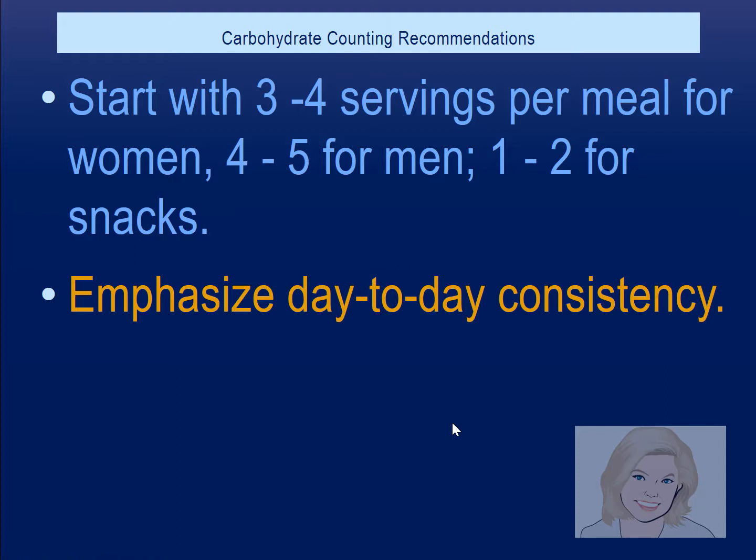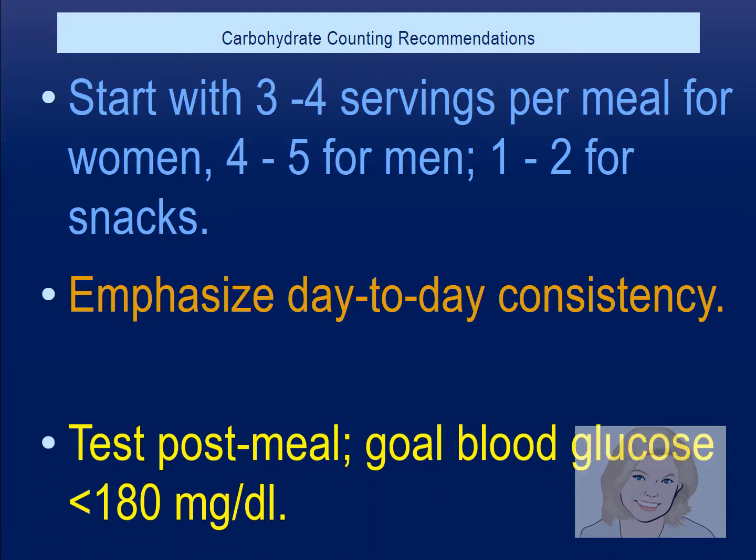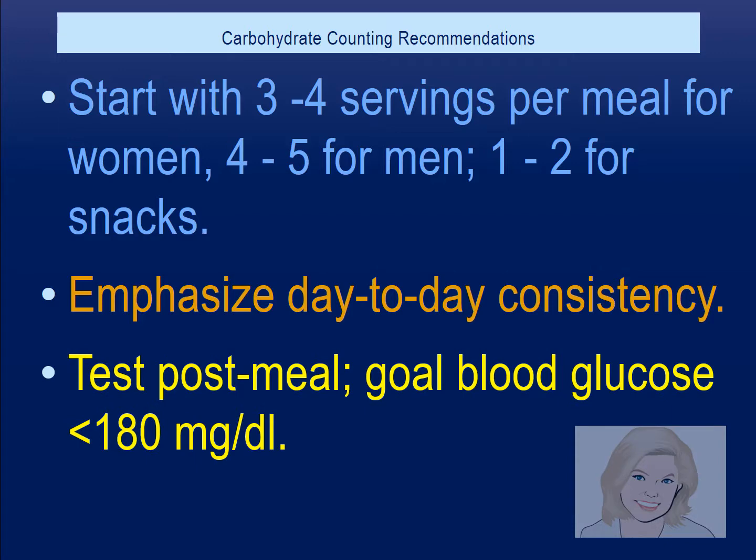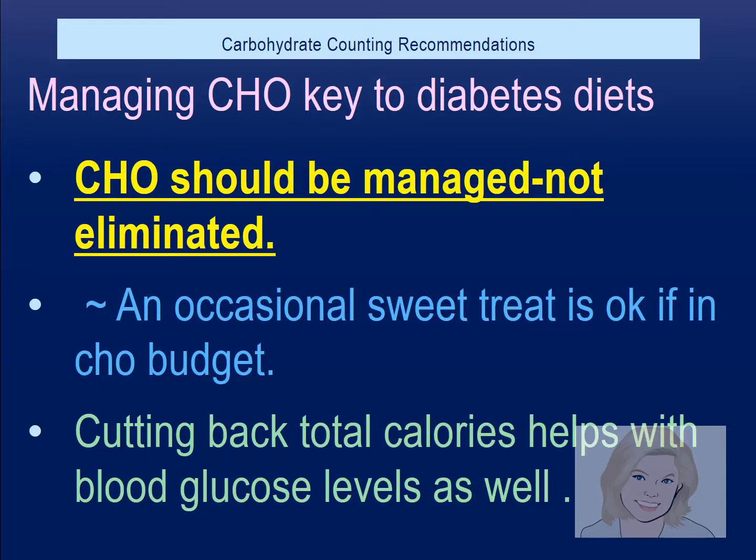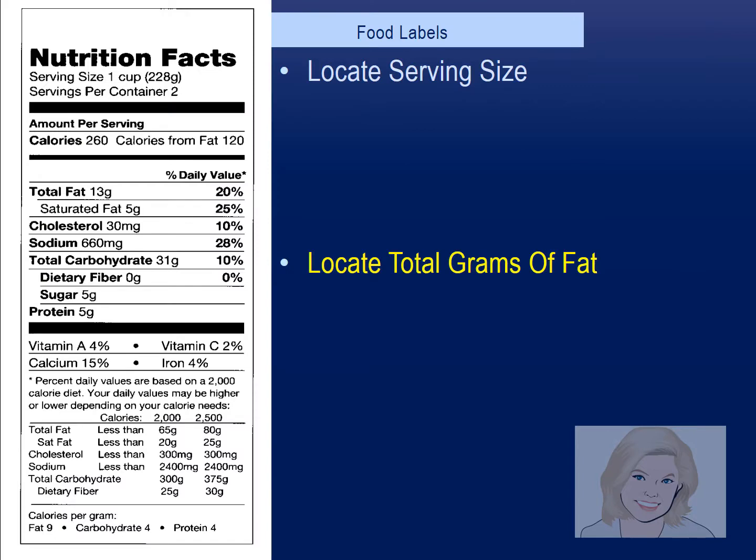3 to 4 servings per meal of carb, 4 to 5 for men, 1 to 2 for snacks. And then we get day-to-day consistency in there. And we want to test after their meal. Is their blood glucose less than 180? So carbs are not bad. They're not fattening. They don't need to be eliminated. If you have a brownie, it's not going to be the worst thing. But there are better things. You have it once in a while, like on your birthday.